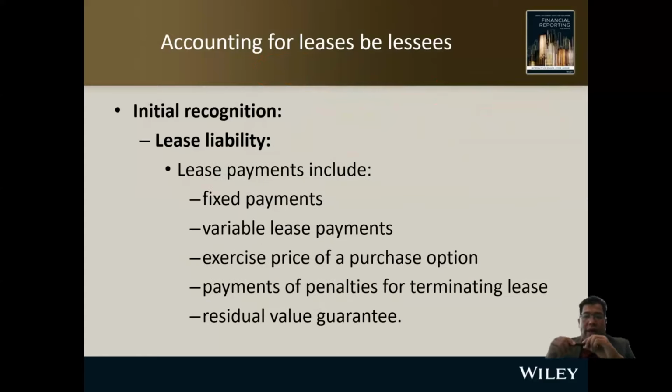So lease liability includes fixed payments, for example the 50,000, or variable lease payments. It also includes the exercise price of a purchase option, if you want to buy the asset later on. It includes payment of penalty for terminating the lease, because if you terminate the lease, you might need to pay a certain penalty. And residual value guaranteed, which means the guaranteed value of the identified asset.